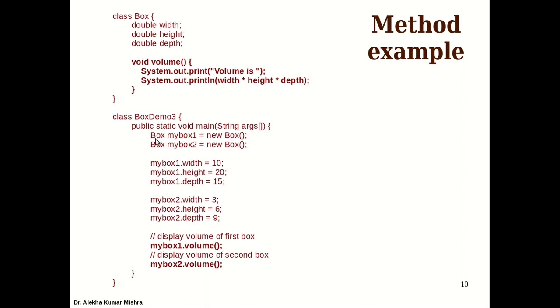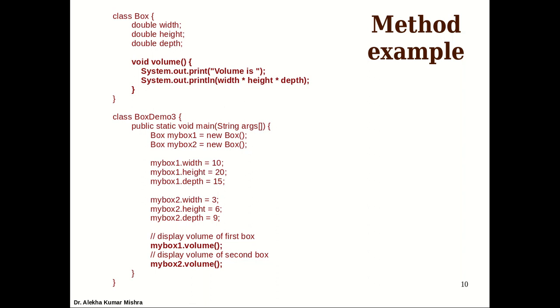You can see that first we have created two objects using the new operator: my box1 equal to new Box, my box2 equal to new Box. Then we update the state of my box1 by changing the values of width, height and depth. Similarly, we assign values to the width, height and depth of box2. Then we invoke the volume method using my box1 dot volume and my box2 dot volume. These two do a similar task as the previous example, but we are performing the same thing through a method. We have defined a method.